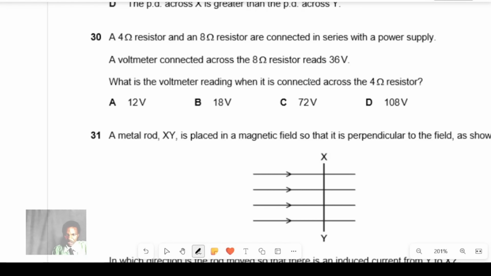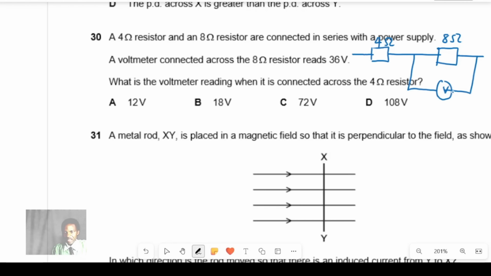So, let's have this simple diagram like this. So, you have two resistors, then connect to the second resistor. So, this one is 8 ohm, and then this one is 4 ohm. Then the voltmeter reading across this, it reads 36 volts. Okay, so what will be the voltmeter reading across this?